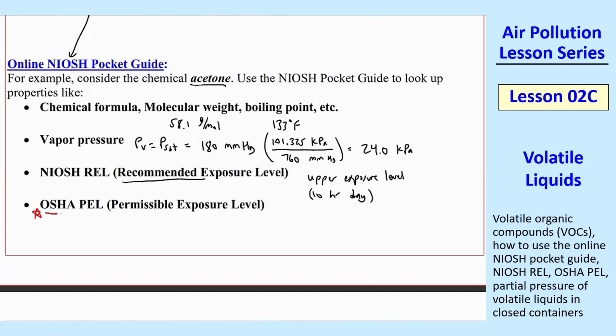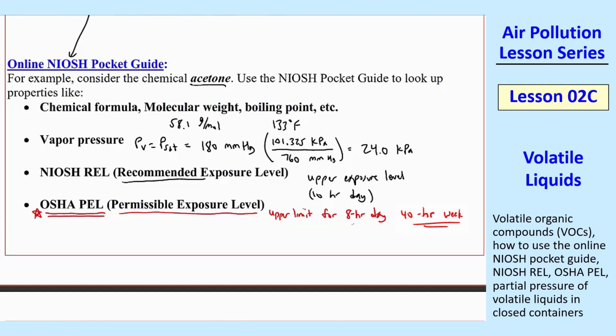I'm just mentioning it because it's on the pocket guide, but this is the one that we're going to use for all our problems. Permissible exposure level, PEL. Again, it's the same thing. It's an upper limit that OSHA, the Occupational Safety and Health Administration, sets. OSHA has authority to charge fines, and they can come and inspect your company and sample the air. So this is the upper limit for an 8-hour day and a 40-hour week.